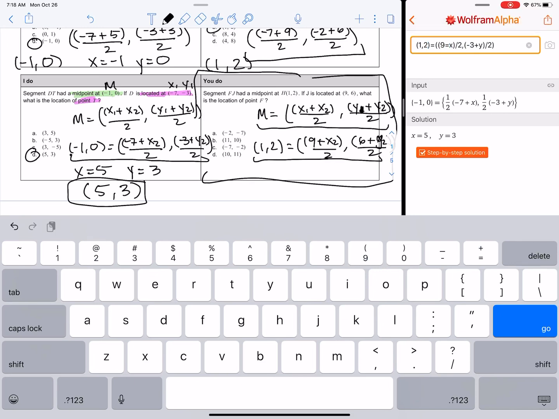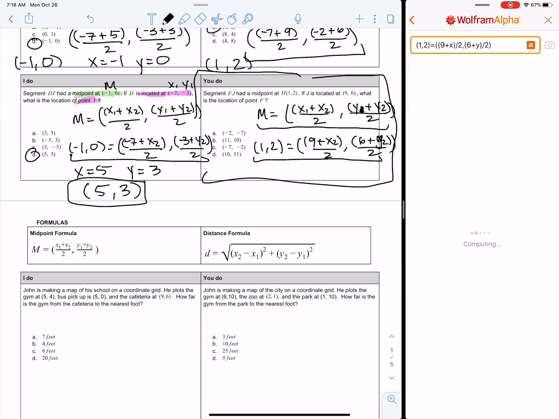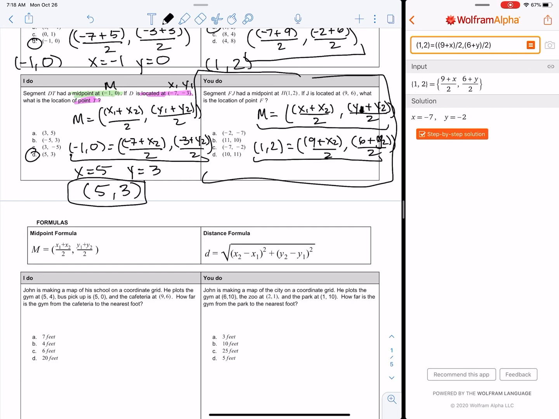If we plug it in, we get -7, -2. So what would my answer be? C, very good.